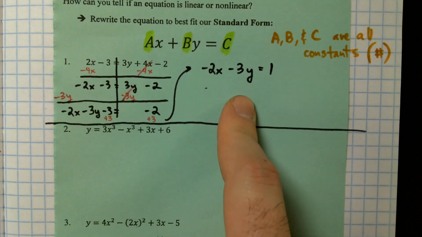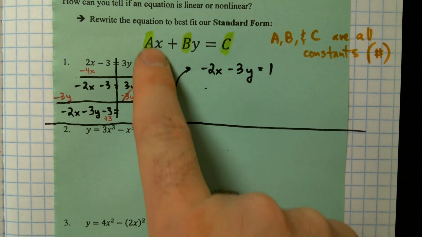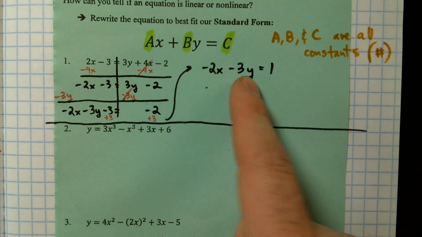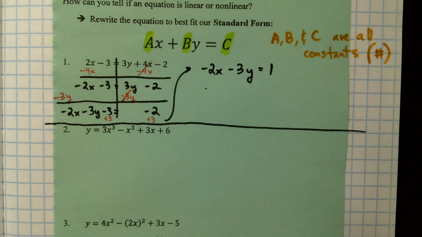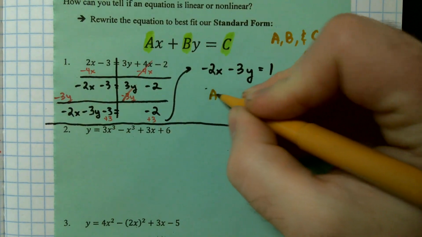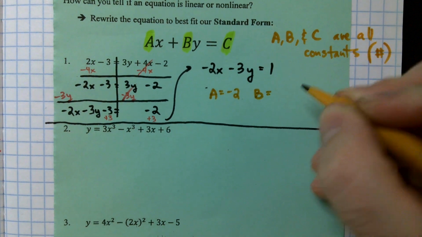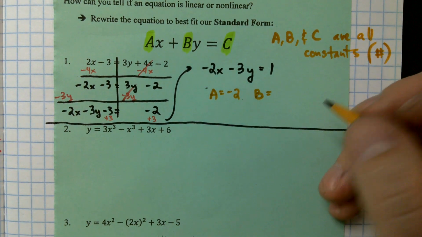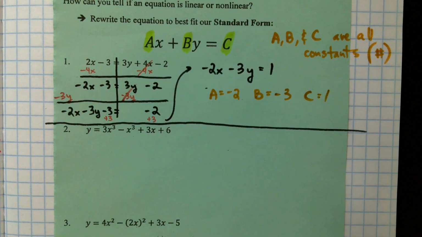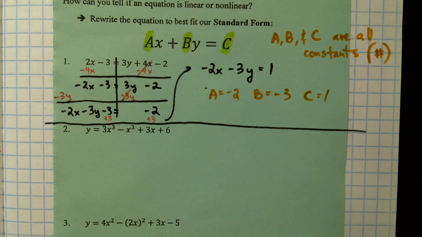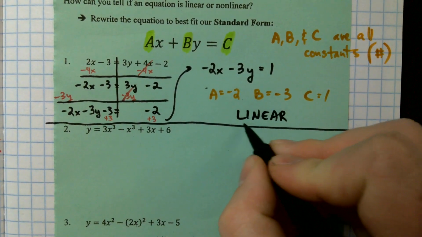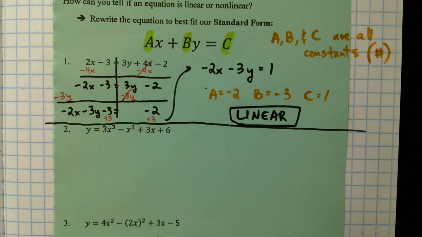This is a linear equation in standard form: ax plus by equals c. Negative 2x minus 3y equals 1. What is a equal to in this equation? A is negative 2. What is b equal to? What's b equal to, guys? Negative 3. What's c equal to? 1. So because I can rewrite this in standard form, this is linear. So all that work just for my answer to be, yeah, this is a straight line.